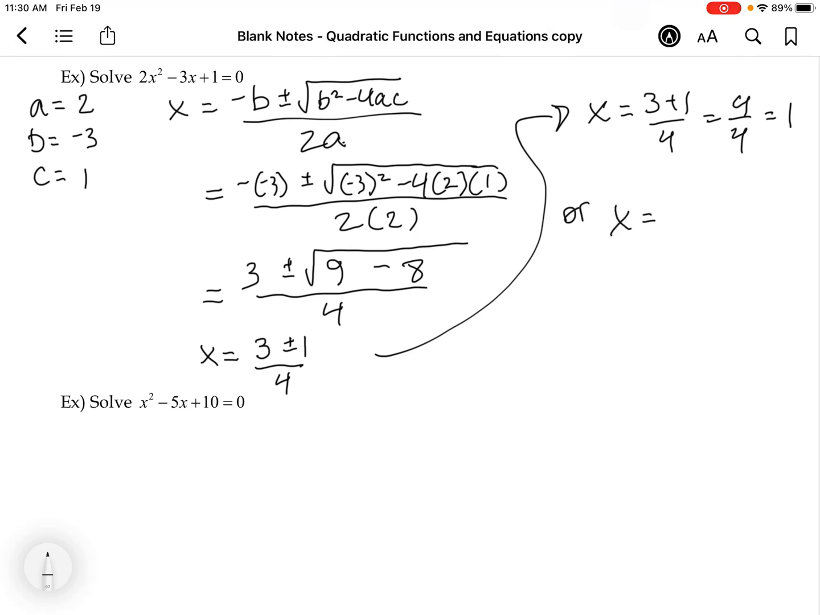Or x equals 3 minus 1 over 4, which is 2 over 4, which is a half. Okay, so that's two solutions. Now, one thing to note about these two solutions is that they are rational. If you get rational solutions, what that means is that you could also have solved this equation by factoring.